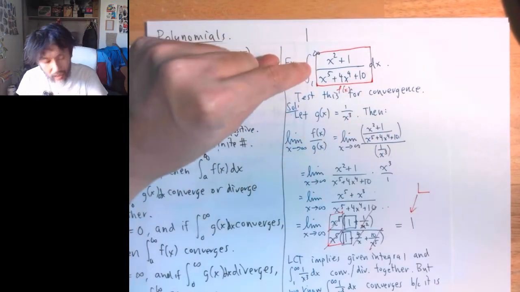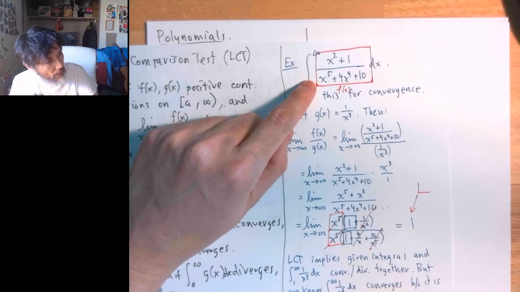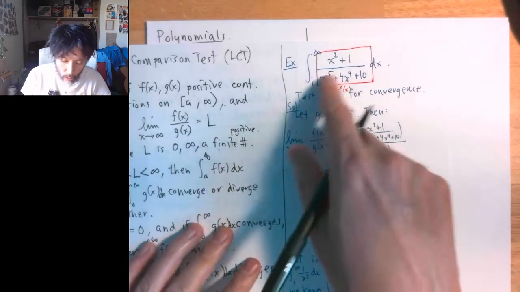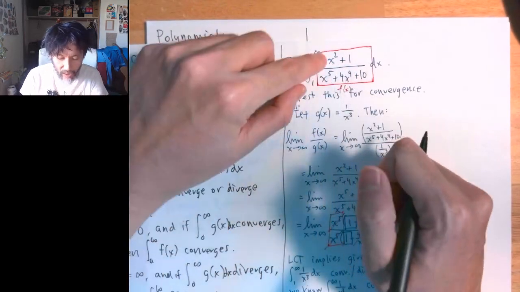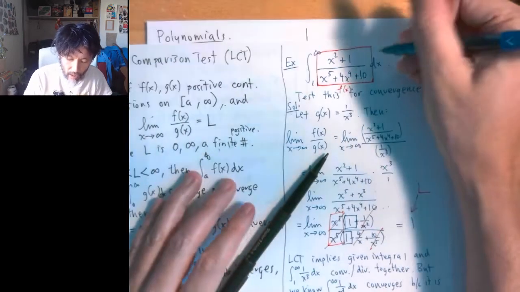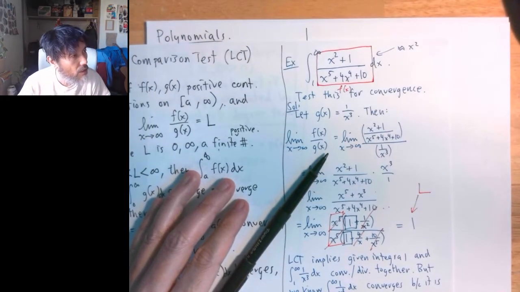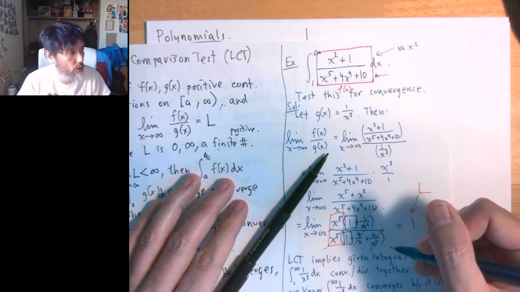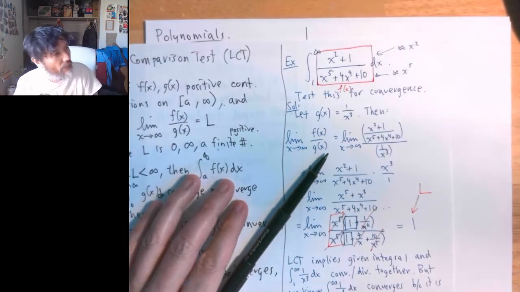In looking at this exercise, for example, what is a good approximation to this f of x? Well, the numerator, given that it's a polynomial and its highest order term is x squared, is approximately equal to x squared when x is very, very large. And the denominator, given that it is a polynomial, is well approximated by its highest degree term, which is x to the fifth.